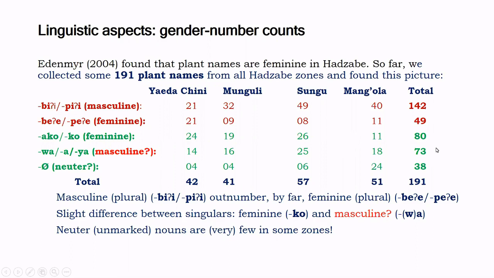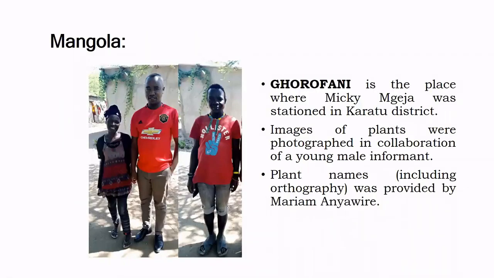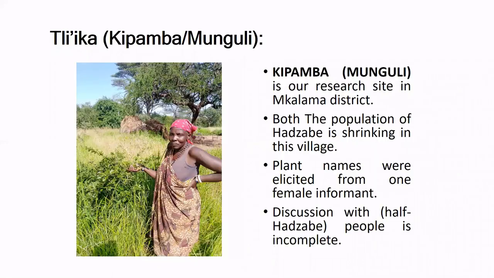So the assumption put forward by, I will not say the assumption, the statement put forward by Nicholas Edenmere and Bonsans that plants are more of feminine, I'm afraid to say, it's not what we obtain in the field. And we worked with different speakers. So Mariamu Anyawile has her part, her pattern, and why do I forget the name of my informant from Kalama?